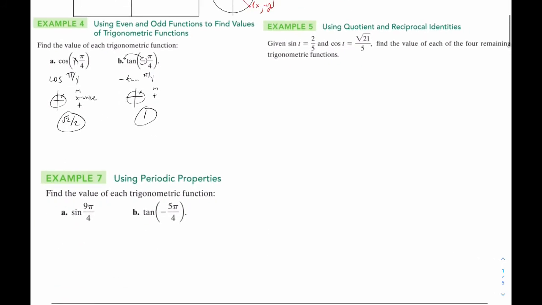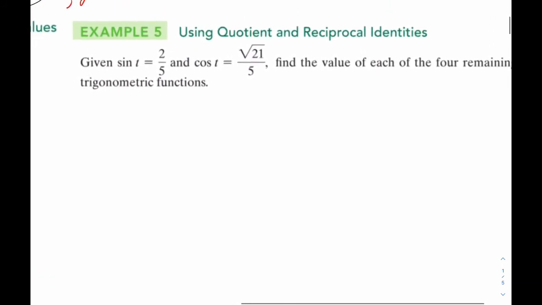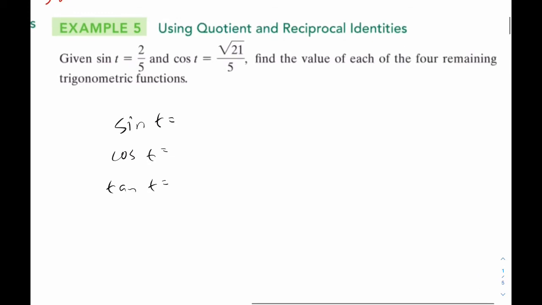Okay, next example. Given sine of t is 2/5, cosine t is root 21 over 5. Find each of the 4 remaining trig functions. So for these, let's first write it out. Sine, cosine, tan. And then we have cosecant, secant, cotan. You want to make sure you write it in this order, because notice how the horizontal direction, the reciprocal functions are lined up. So again, this is something you should hopefully remember from trigonometry, so this should be a review.